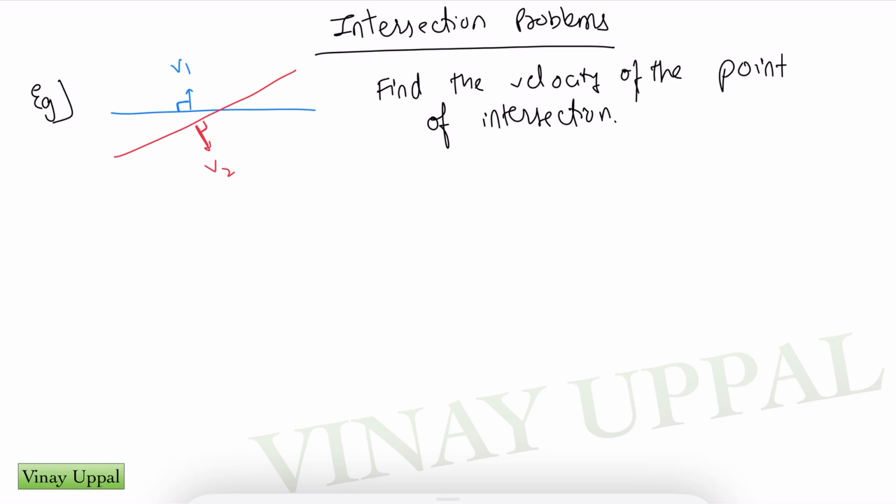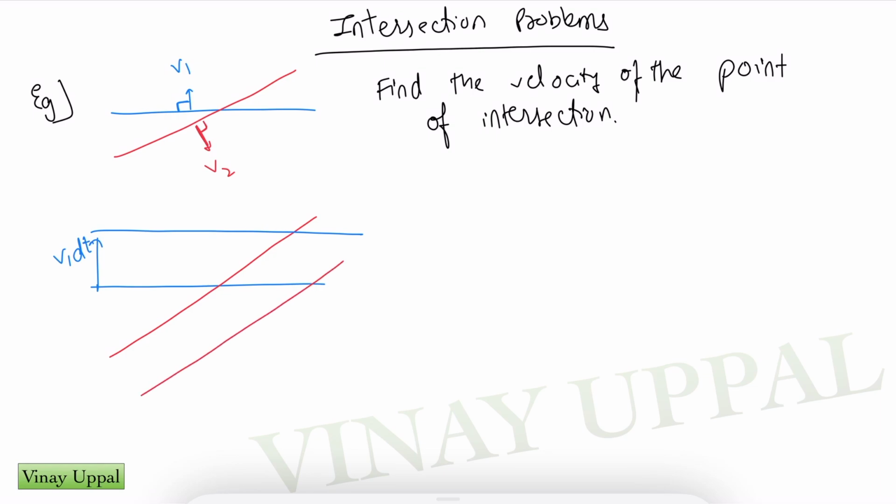So the way to do this type of question, what I'm going to do here is I'm going to see how the lines travel in a dt time. So initially, suppose I have the blue line here and the red line here. In time dt, the blue line will go up by how much? v1 dt, and the red line will travel a distance v2 dt in this manner.